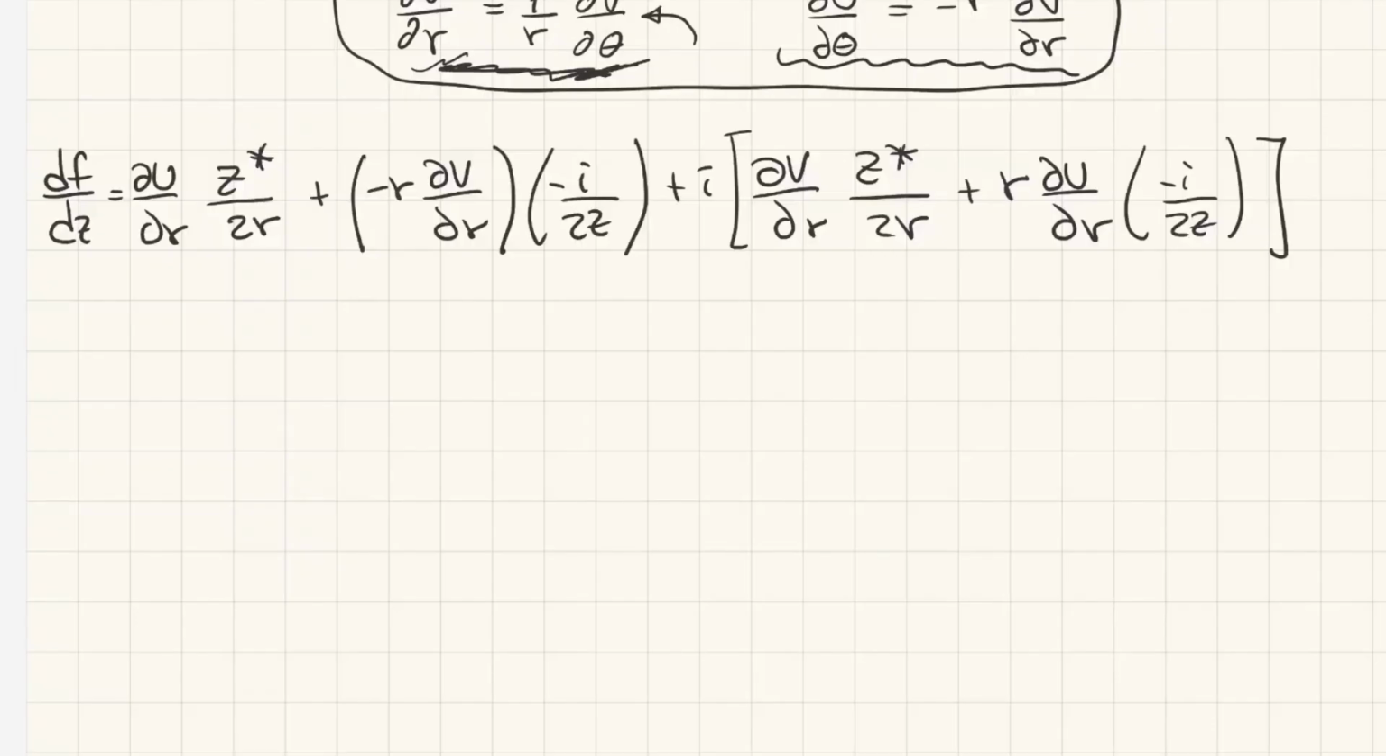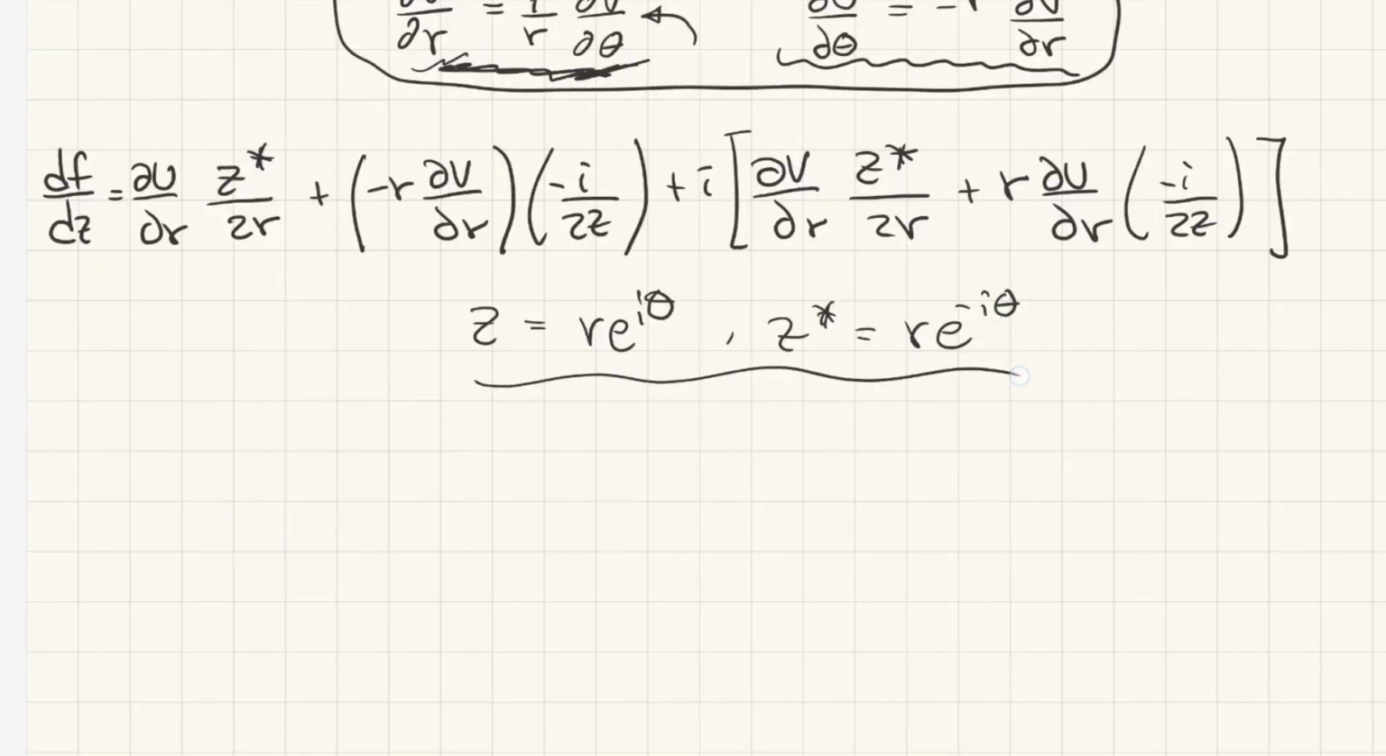So we still need to change that, right? But we know easily that z is equal to r e^{iθ}, and that z conjugate is equal to r e to the negative iθ. So just by using these definitions, we are going to get what we want.